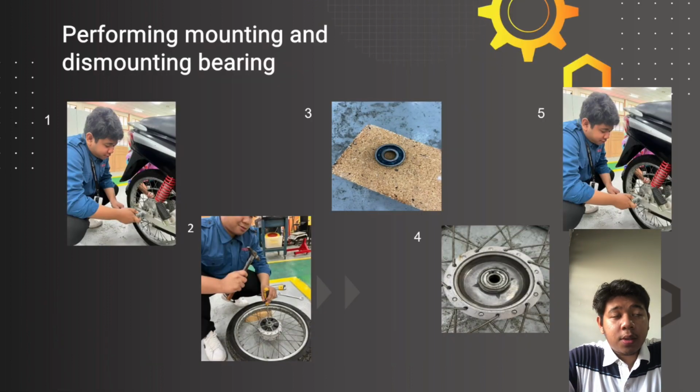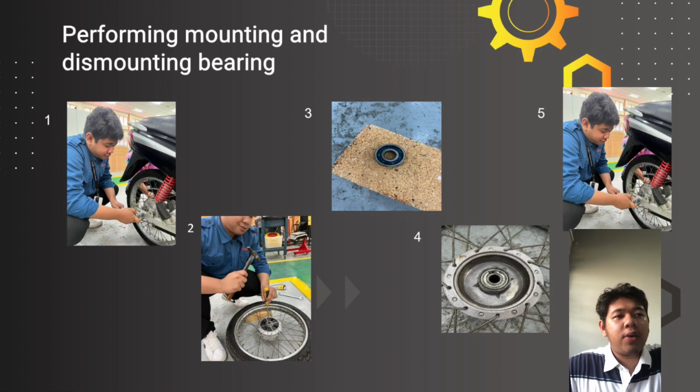So I want to talk about performing mounting and dismounting of the bearing on this slide. Number one, the first step is to remove the motorbike rim with an L-wrench. After that, take the shaft out of the rim. Number two, the bearing is then removed by tapping it out with a screwdriver and hammer. Number three, apply grease around the bearing using your hand so that it lasts longer and is not damaged.